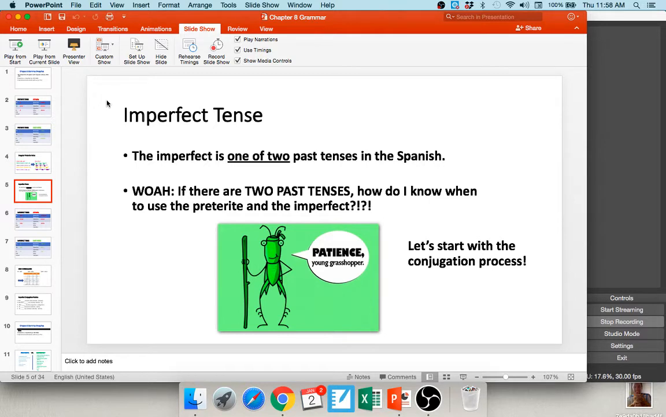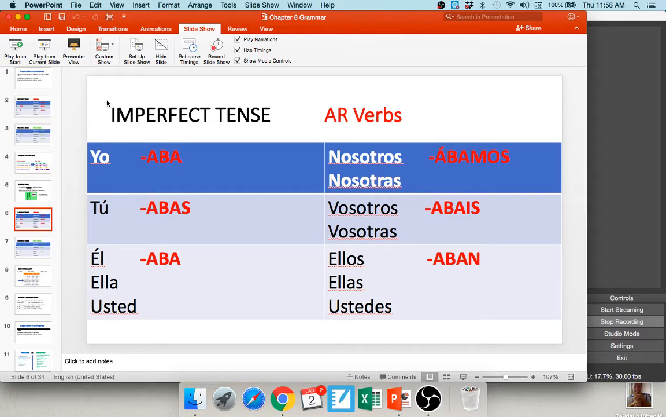As I said, the imperfect tense is the second of the two past tenses. You, of course, have the preterite and the imperfect. And before we begin talking about when to use the imperfect and when to use the preterite, let's first just talk about the conjugation process. So for a simple verb like hablar, you're going to remove your AR and add back the following endings for the imperfect tense. You have aba, abas, aba, abamos, note the accent on the A there, abais, and aban. So repeat with me. Aba, abas, aba, abamos, abais, aban.